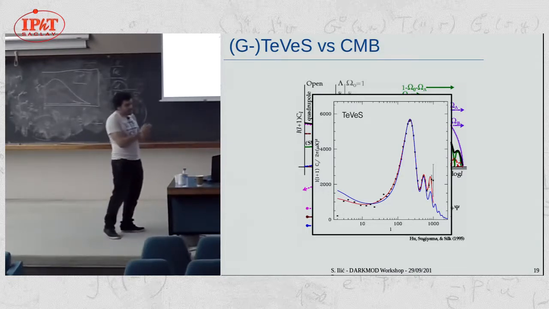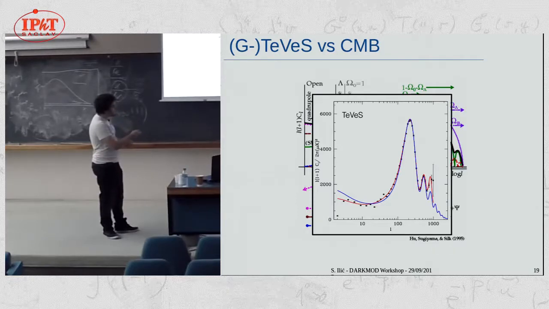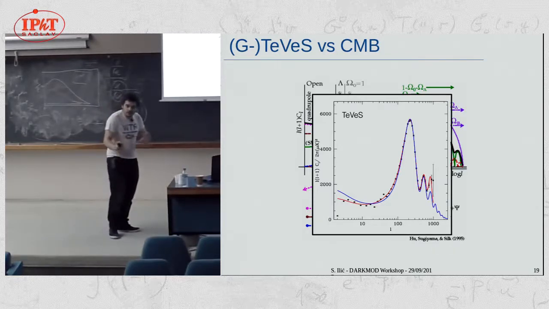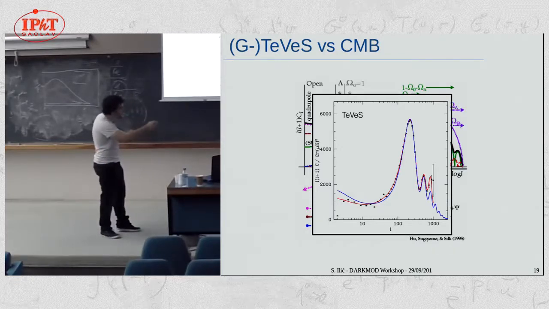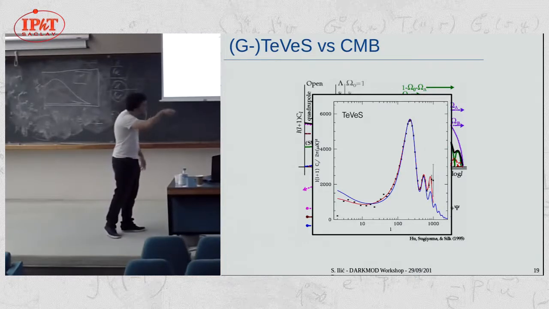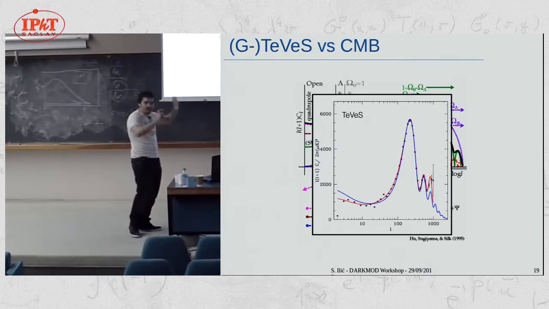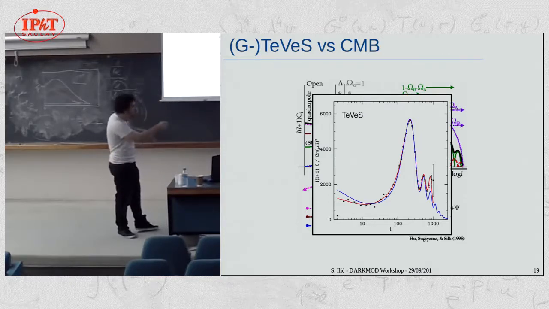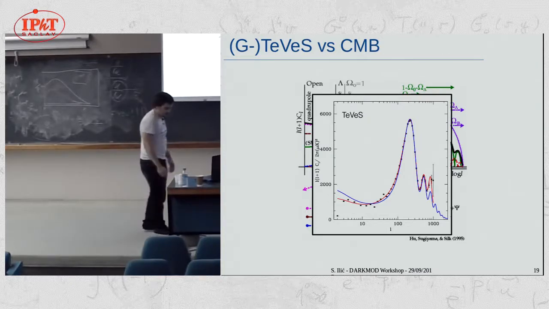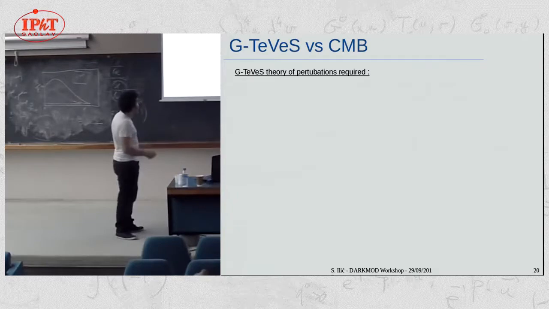Of course, the third peak is not the only thing to fit, right? You still have to fit all the other peaks at the right height and the right position. And a quick note, the blue line is the TeVeS model. It's a crude plot here. It's not the best fit TeVeS model ever, but it's just representative of the kind of thing we get with TeVeS.